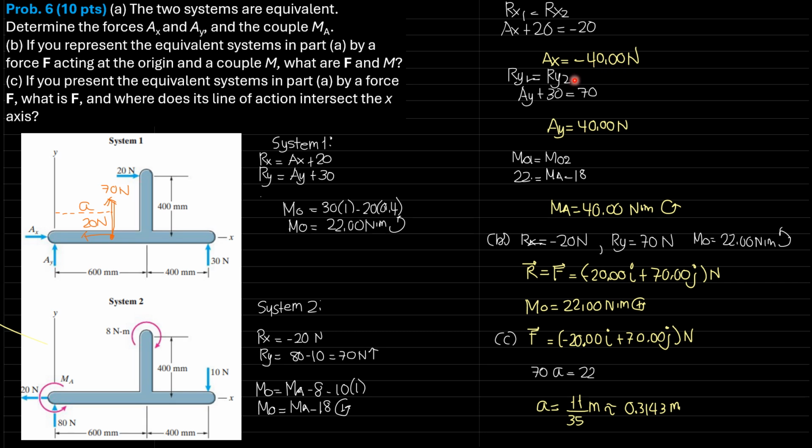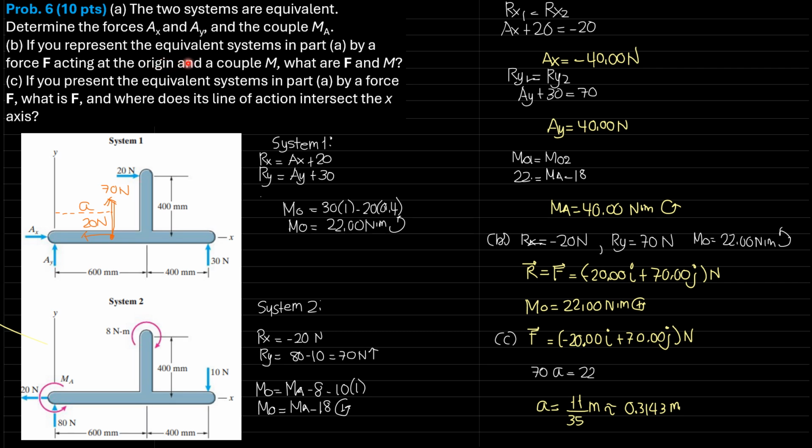Then for Ay, we equate the y component of the resultant force in system 1 to that of system 2. In system 1, Ry is Ay plus 30. In system 2, it is 70. So Ay is 40 newtons, in the upward direction. Then the third condition, MO1 equals MO2: in system 1, 22 newton meter counterclockwise. In system 2, MA minus 18, counterclockwise also. So solving for MA, it is 40 newton meter counterclockwise. So these are the answers to part A.